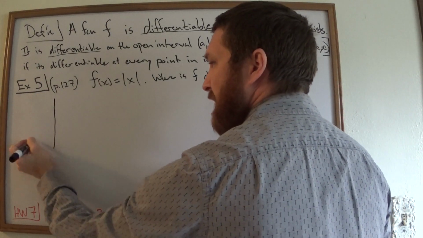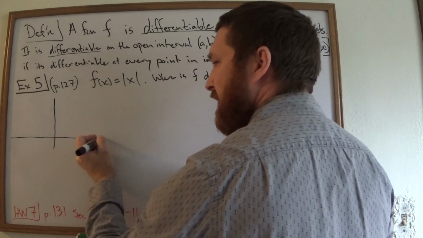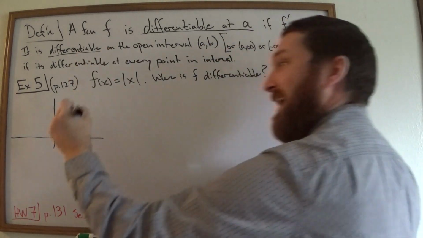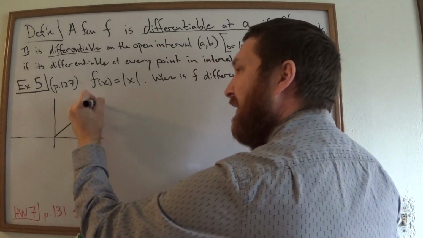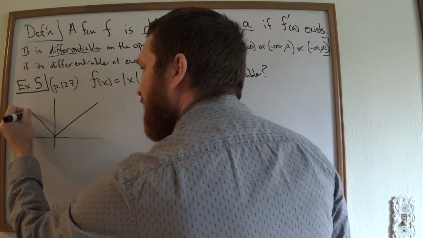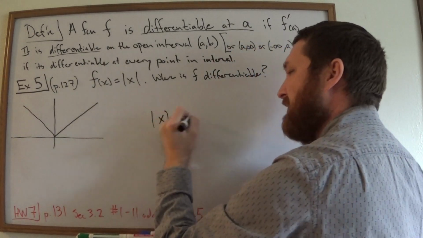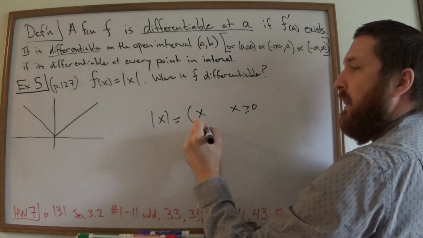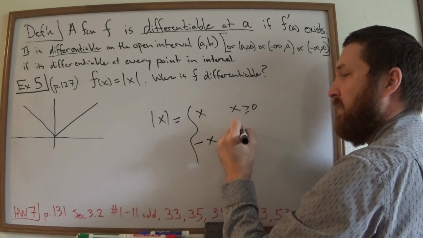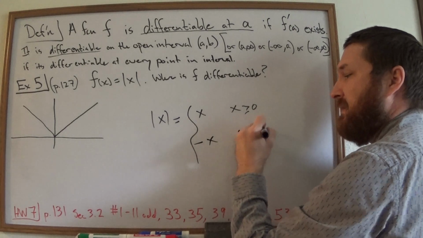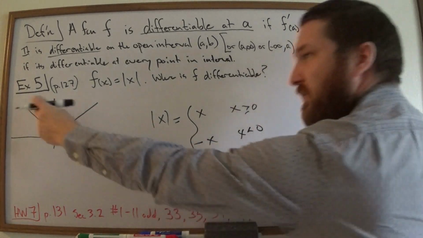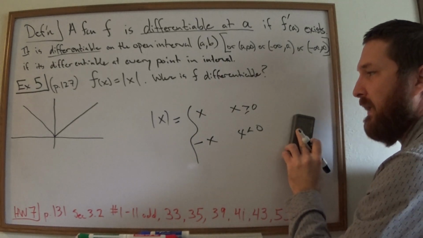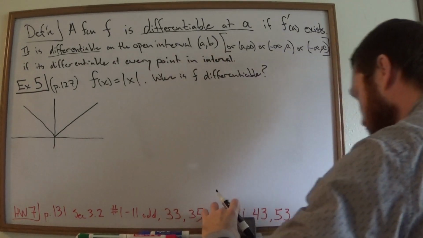Let's draw the absolute value of x. What does it look like? It looks like x when it's positive, and it looks like negative x when it's negative. That comes from the fact that the absolute value of x is equal to just plain old x when x is positive, and it's equal to negative x when x is negative. So negative x over here, positive x over here.